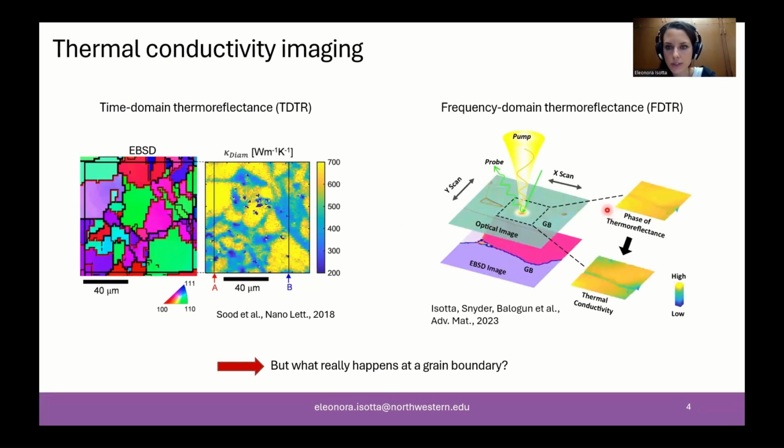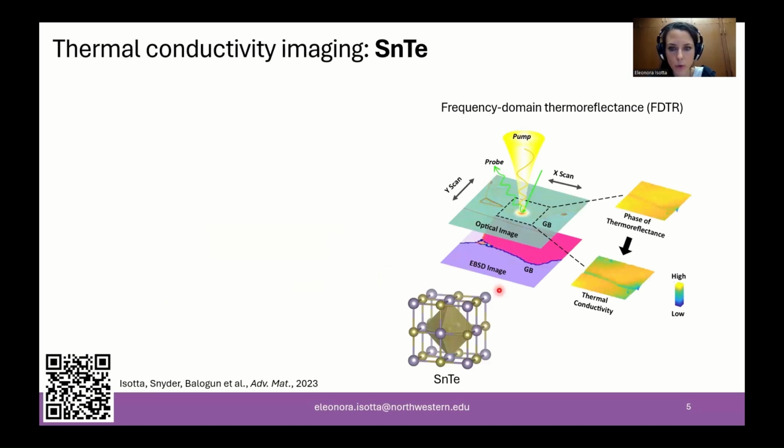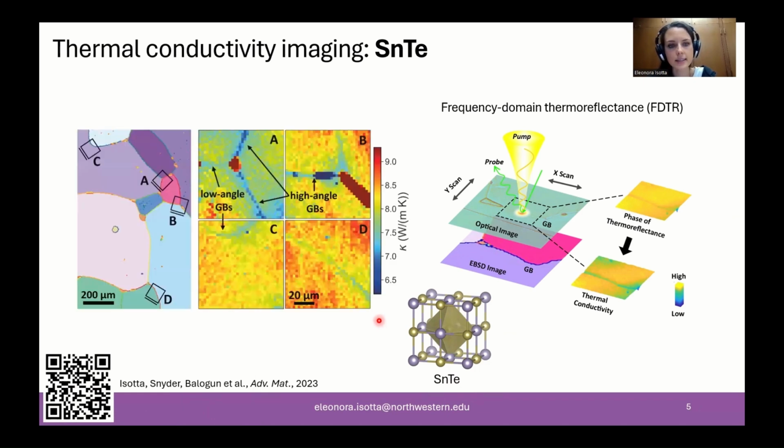We also recently worked in the area of thermal conductivity imaging, where we have been employing an analogous technique called frequency domain thermoreflectance, or FDTR. The first material we have been working on is tin telluride, and you can find the article over here, where in essence, this is what we obtain. These are thermal conductivity images collected in the areas marked by the squares. We do see some local suppression in thermal conductivity right around the grain boundaries. So again, the picture is of a material not being homogeneous. And we do see that this suppression extends for a few microns.